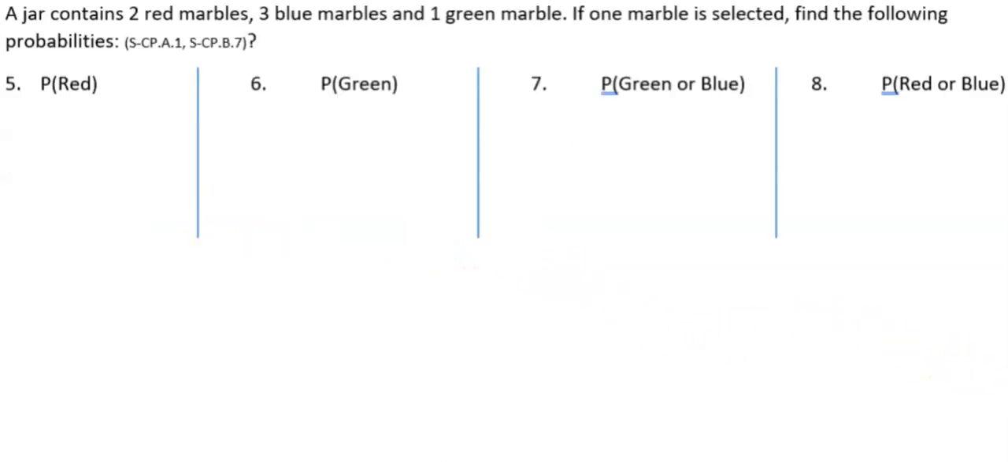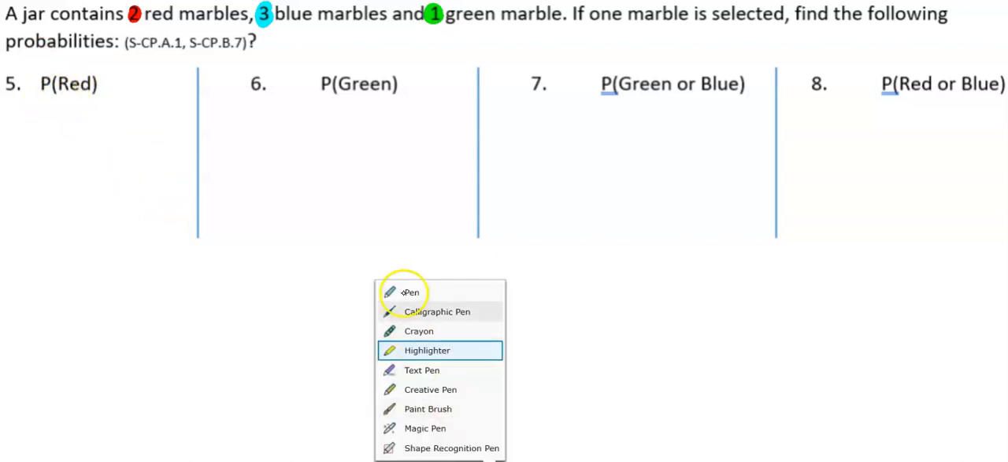When we look at questions 5 through 8, we are given a jar. This jar has 2 red marbles. We have 3 blue and 1 green. So if I highlight these so I can see, we've got 2 red, we've got 3 blue, and I've got a green. We are going to select 1 marble. So let's find the probabilities. Number 5 said, what is the probability I get a red?